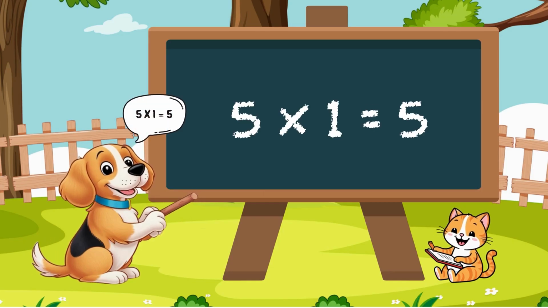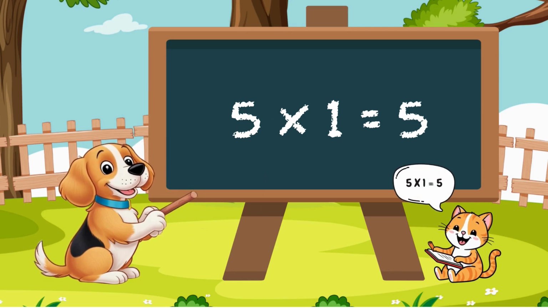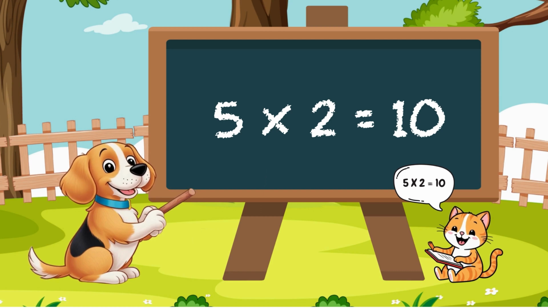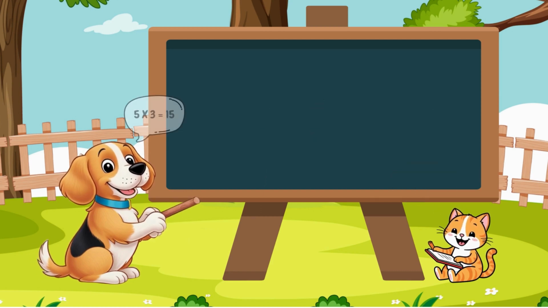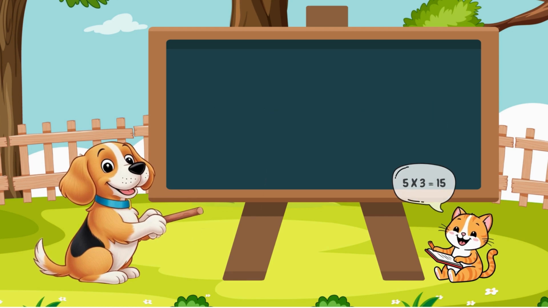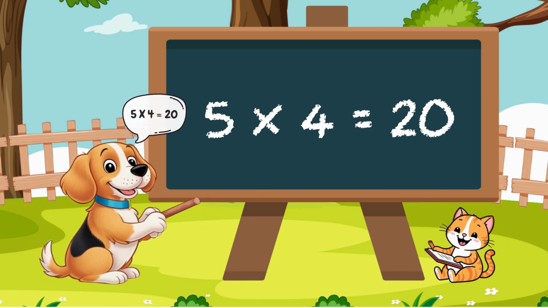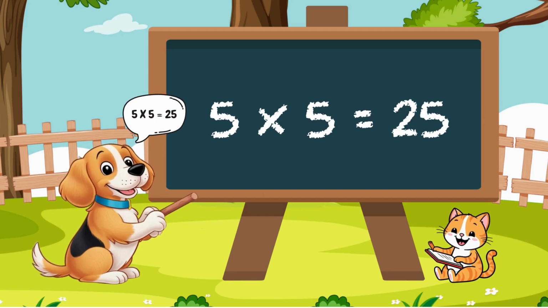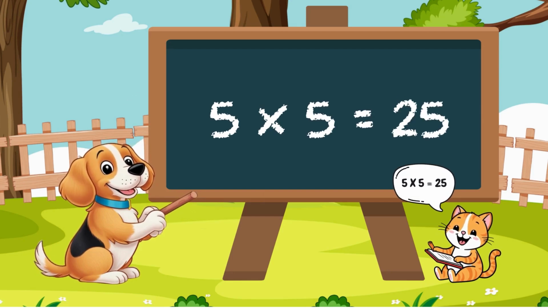Five ones are five. Five twos are 10. Five threes are 15. Five fours are 20. Five fives are 25.